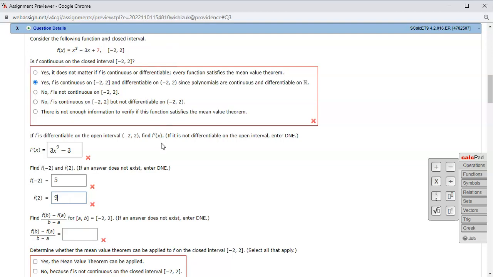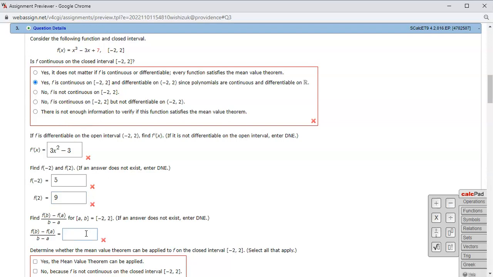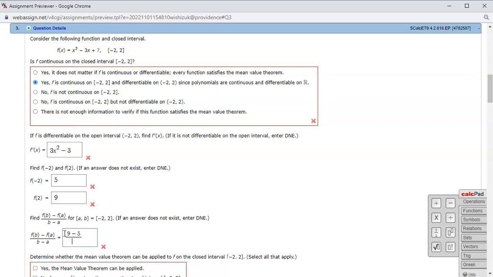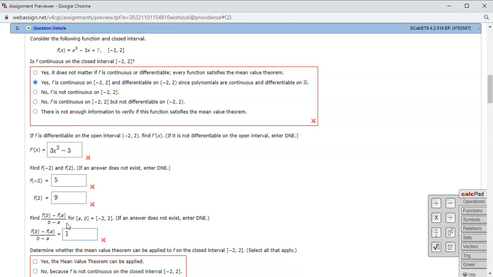And then if you want to find f of b minus f of a over b minus a, it's going to be f of 2, which is 9, minus f of -2, which is 5, all over 2 minus -2. So 9 minus 5 is 4, and 2 minus -2 is adding, so 4. 4 divided by 4 is actually 1. So we have 1.